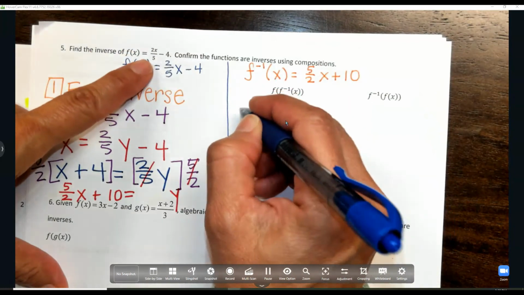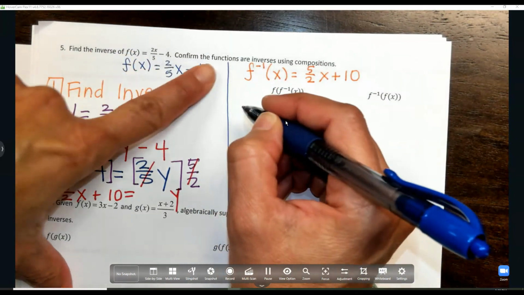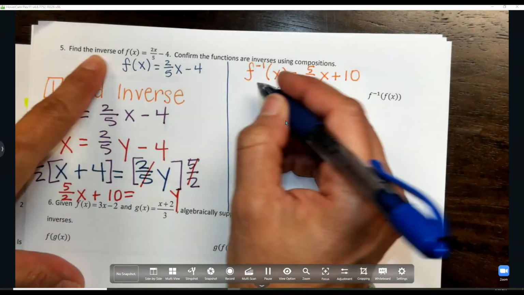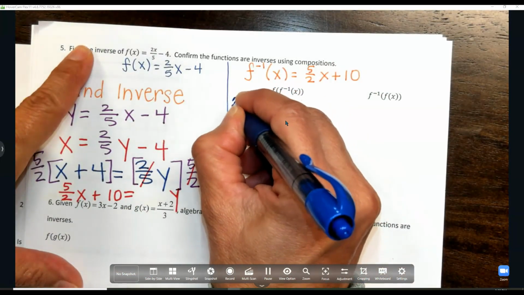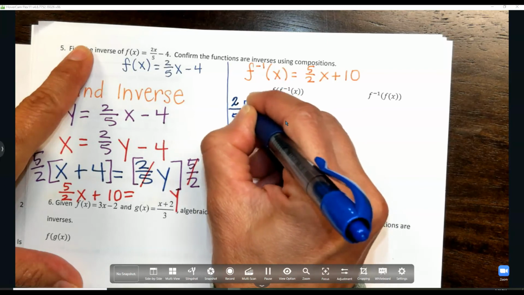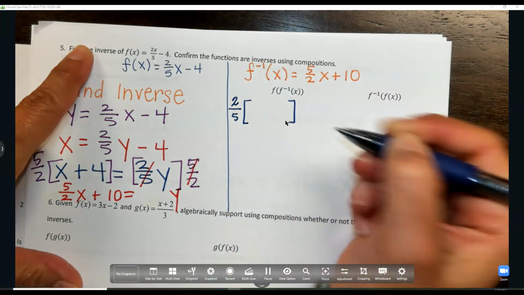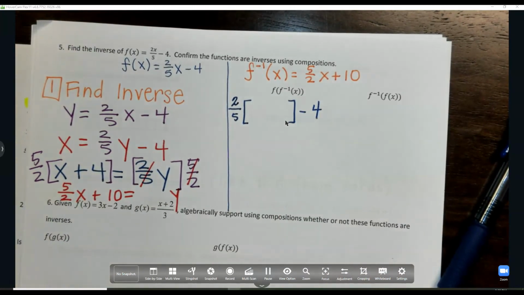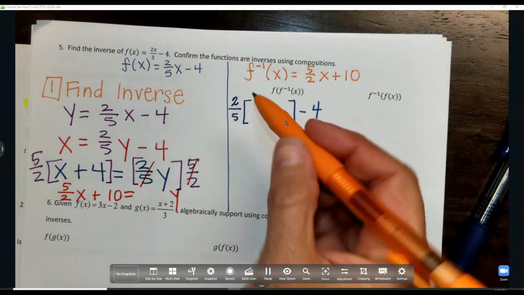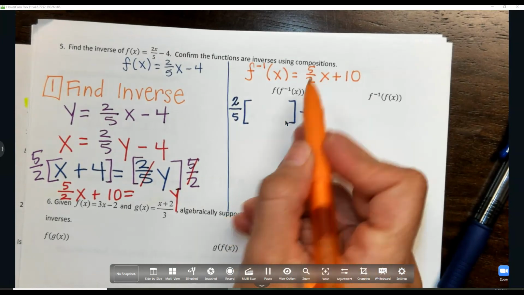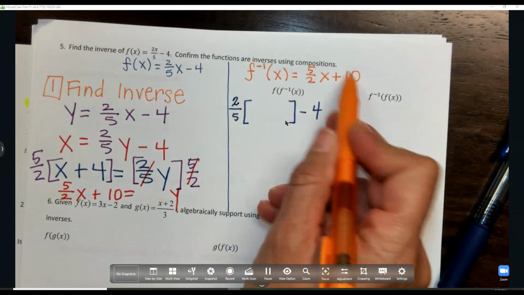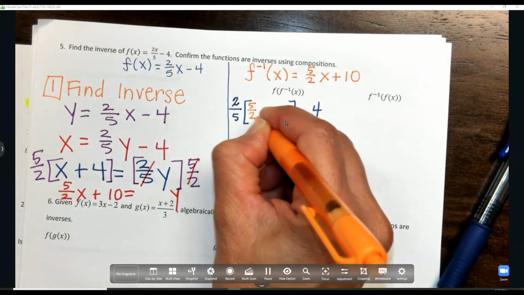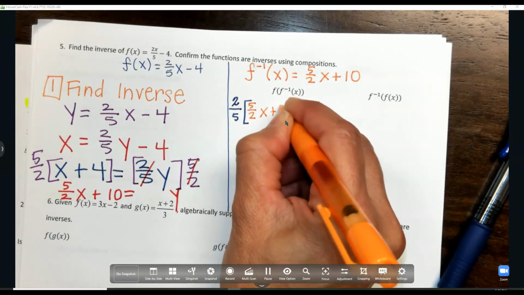So remember, the original, I'm just going to use the form where I put the x out to the front. It's going to be 2/5 times x. I'm leaving some space there, minus 4. And what is the value for x? It's the inverse. So we're going to put 5/2 x plus 10.